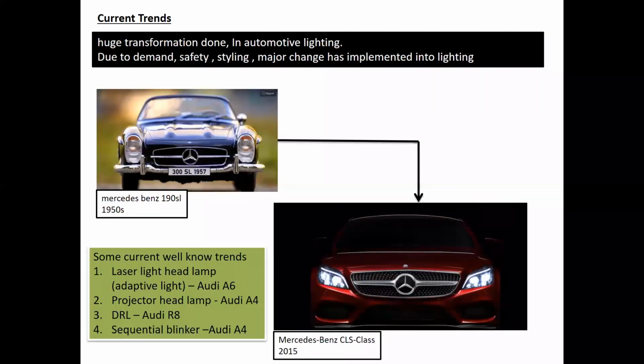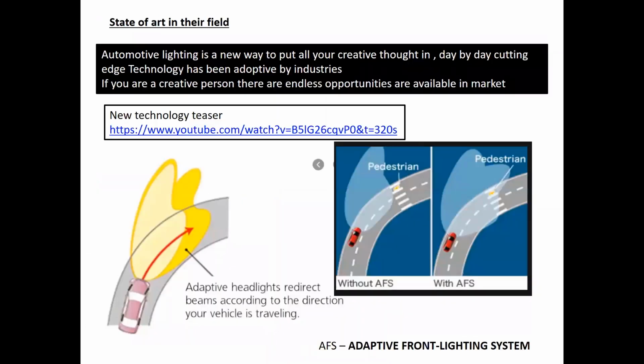These are the basic trends which we followed in the earlier 1950s and 90s, and now in 2050 we have had a little bit of upgrade, and nowadays DRL, sequential blinker, and projector headlamps are being used. We also discussed in part one how laser technology and adaptive front lighting were introduced into lighting, and many OEMs like BMW and Audi are majorly focusing on this AFS system.